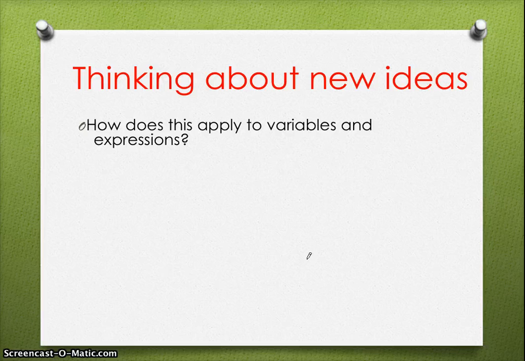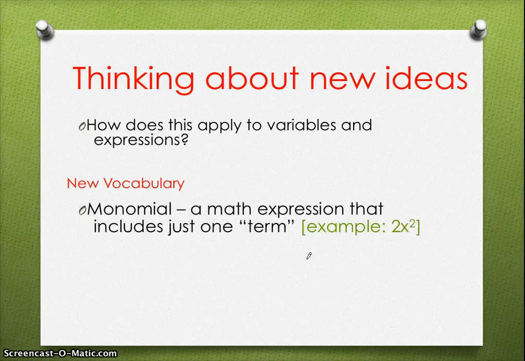How is this going to apply to different variables and expressions? What happens if we're looking at different letters and how are they combined if they're different units? Let's go ahead and investigate our new vocabulary so that we're familiar with what we're talking about in this lesson. A monomial is an expression that includes just one term.